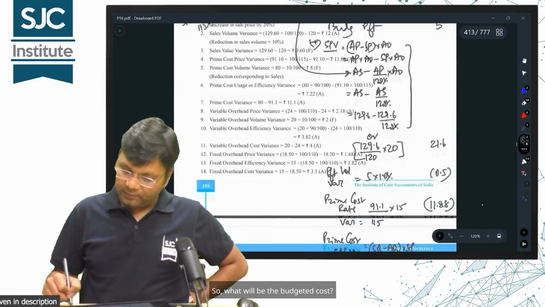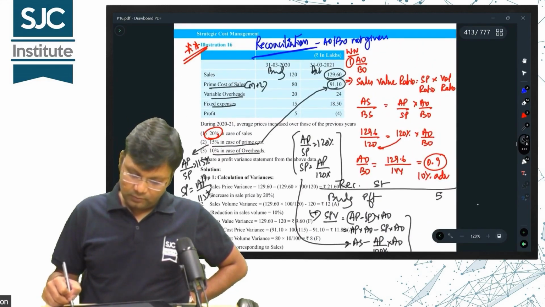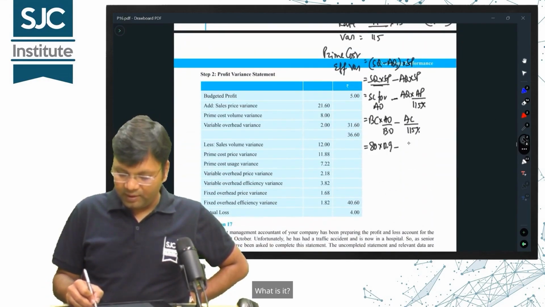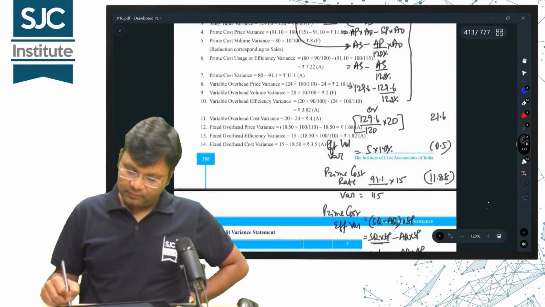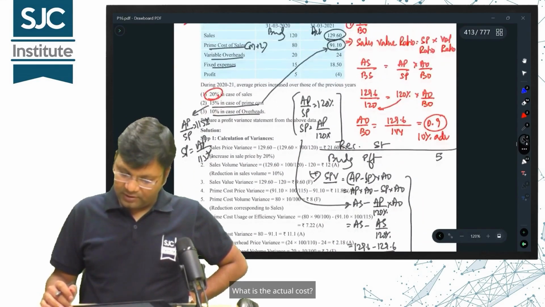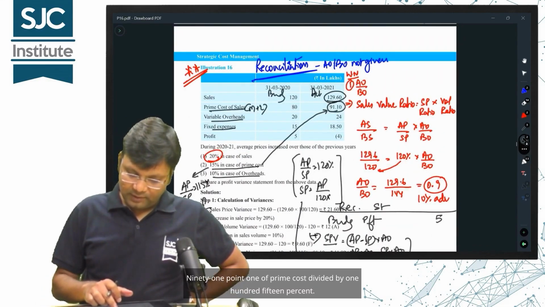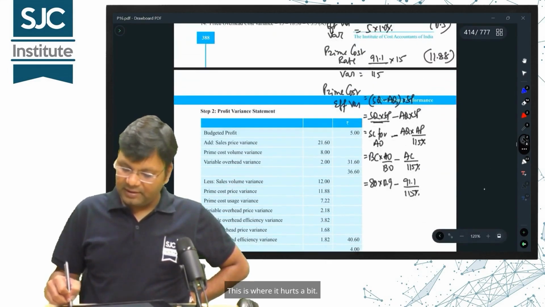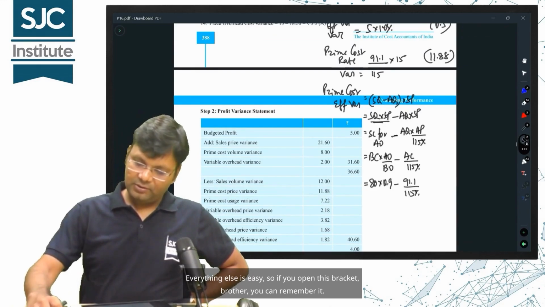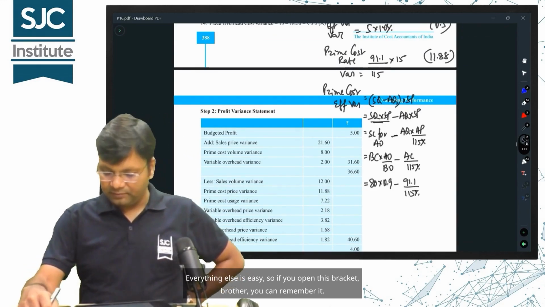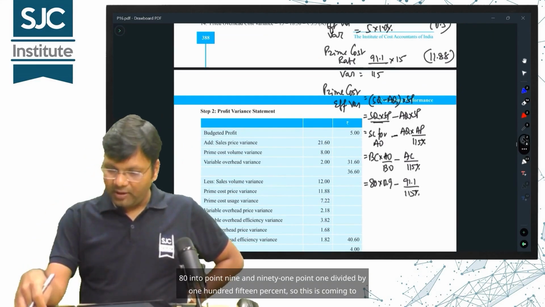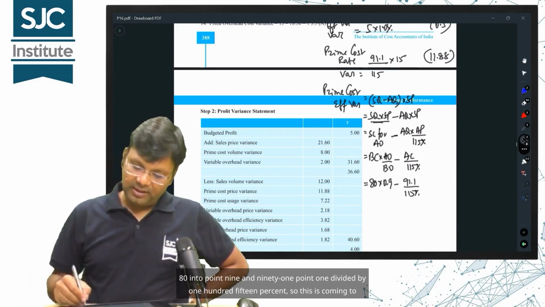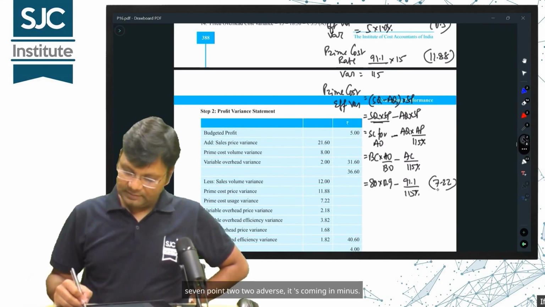So, what will be the budgeted cost? 80 divided by BO, 0.9, minus actual cost. What is the actual cost? 91.1 of prime cost divided by 115%. This is where it hurts a bit. Everything else is easy, so if you open this bracket, brother, you can remember it. 80 into 0.9 and 91.1 divided by 115%, so this is coming to 7.22 adverse, it's coming in minus.